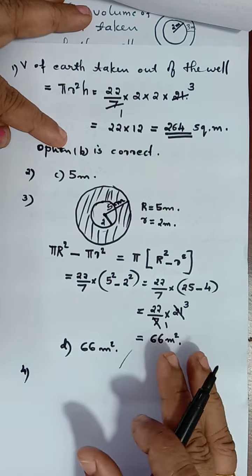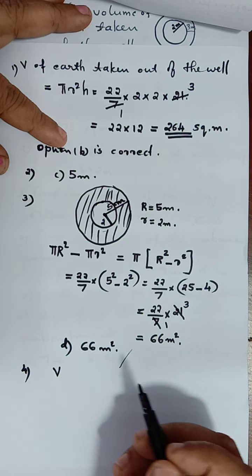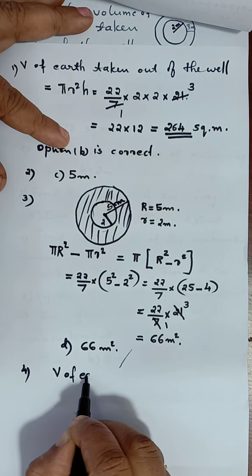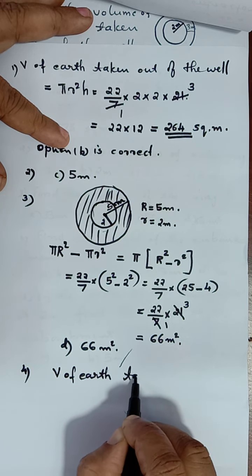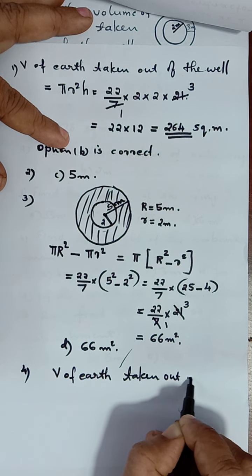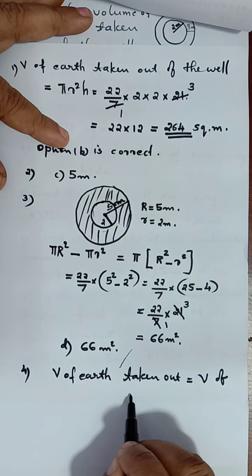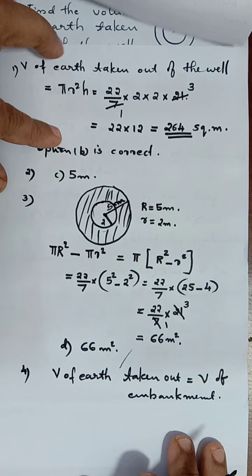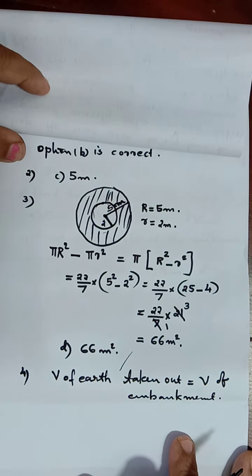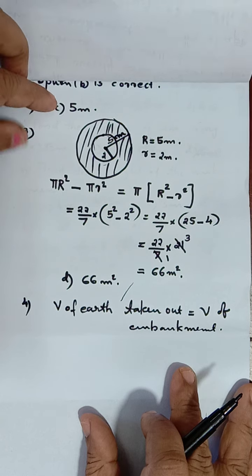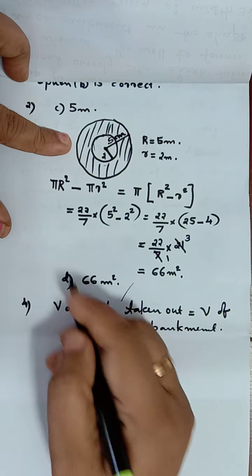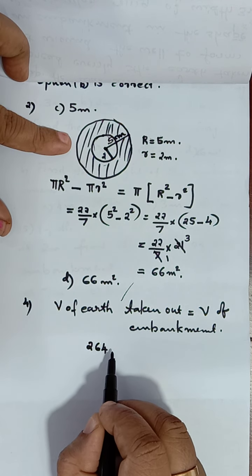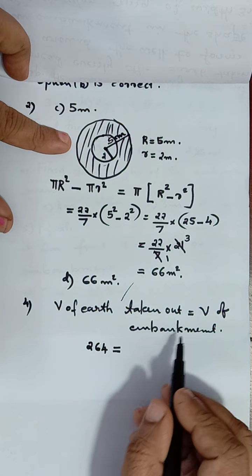For finding the height, we know the volume of the mud taken out is pi r square h. That value we have already found out. Volume of earth taken out is equal to the volume of the embankment. The volume of earth taken out we already found in the first question. We got it as 264 meter cube, which is equal to the volume of the embankment.